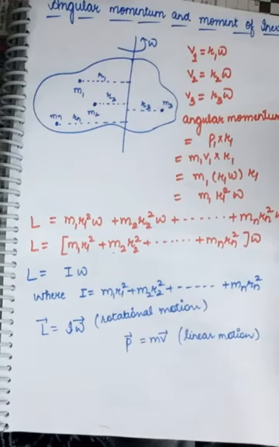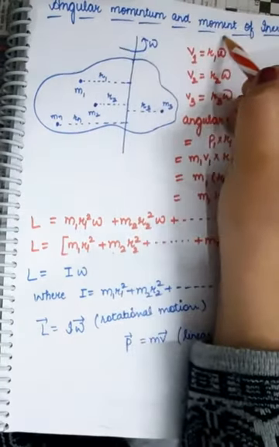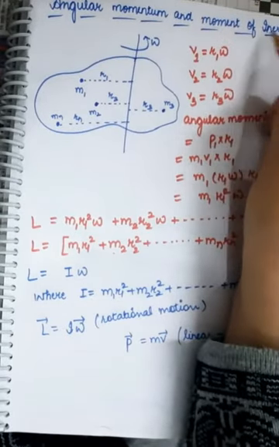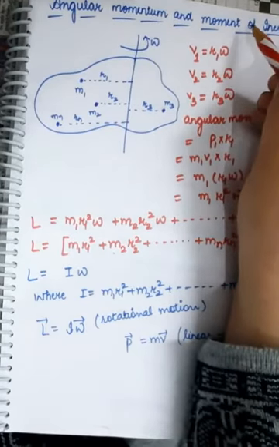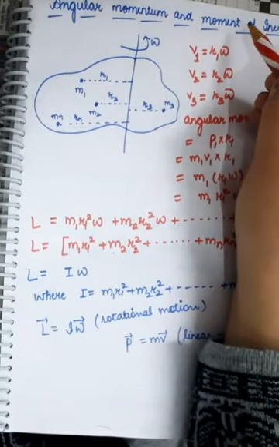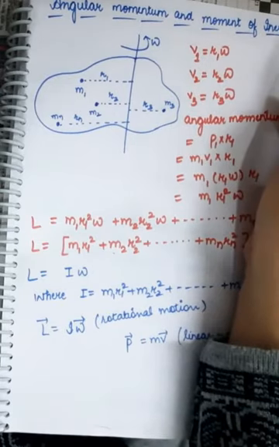Dear students, in this video, we are going to discuss angular momentum. Let us discuss the relation between angular momentum and moment of inertia. We know that moment of inertia is the rotational analog of mass, which means the role that mass plays in linear motion is played by moment of inertia in rotational motion.